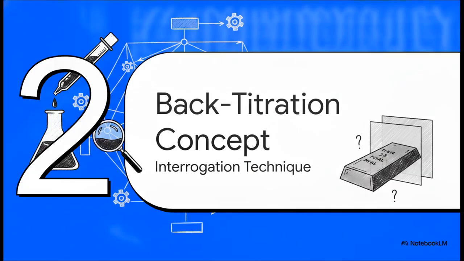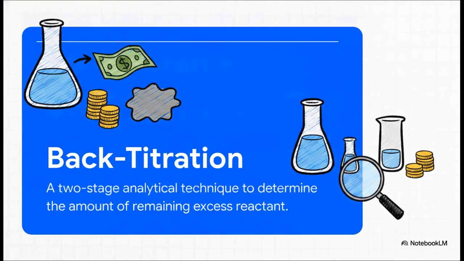We need absolute precision. Section 2. Unlocking back titration, the interrogation technique. All right, this brings us to back titration. The best way to think about this, it's kind of like handing a cashier a $20 bill for a really cheap item, and then counting your change to figure out exactly what the item cost, rather than trying to weigh the coins beforehand. We're going to throw a massive calculated excess of acid, our $20 bill, at our metal. Then we just measure the leftover acid, our change, to figure out exactly how much was consumed.